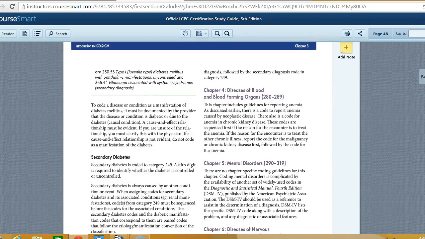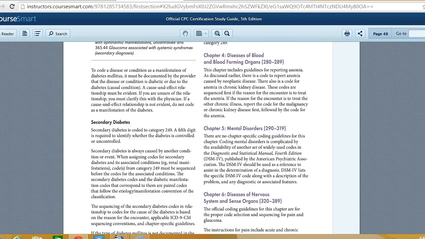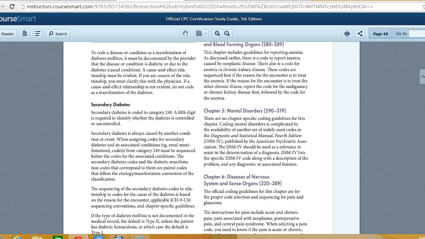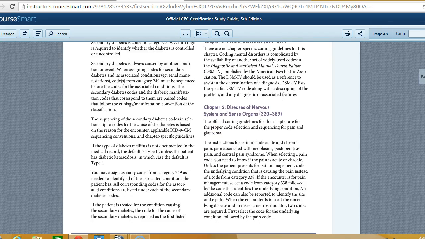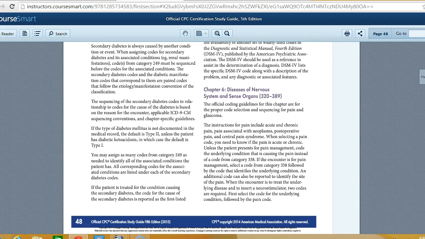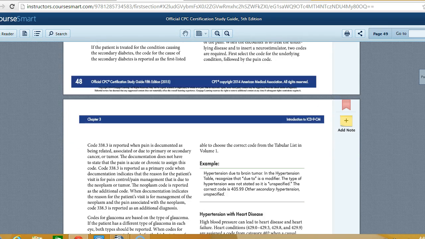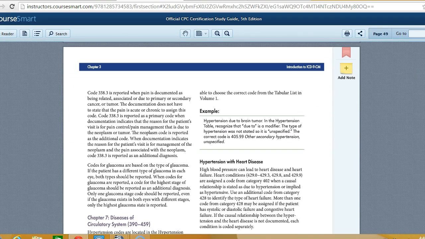All right, the next thing we have are the diseases of the blood and blood forming organs. These are where your anemias are held, your mental disorders, your diseases of the nervous system are found in chapter 6. Make sure you go back and read over this, you all.